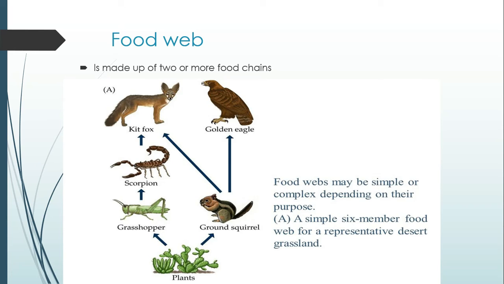Let's see the picture. As usual, it begins from the plants, and then the grasshopper, next the scorpion, and the kit fox. Plants are also eaten by the ground squirrel, and then the ground squirrel is eaten by the kit fox, and also eaten by the golden eagle.